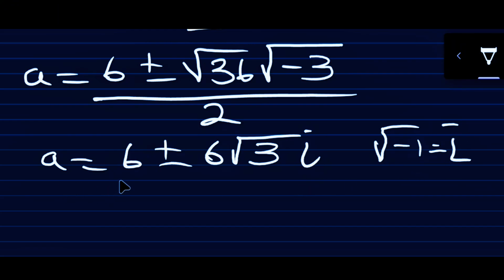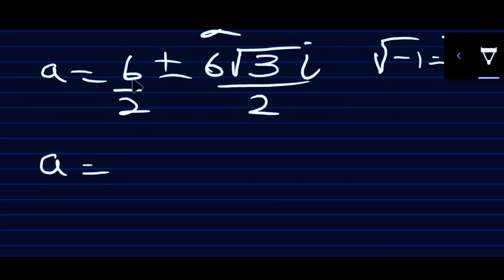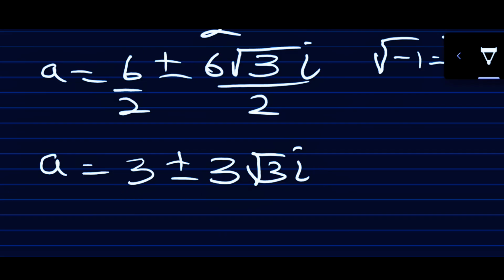So for that reason we are going to be dividing this by 2. We have a common denominator. So we have a equals 6 divided by 2 equals 3 plus or minus 6 divided by 2 will give us 3 square root of 3i. So it simply means that a2 and a3 is here. So we have gotten all the 3 values of a from case 1.